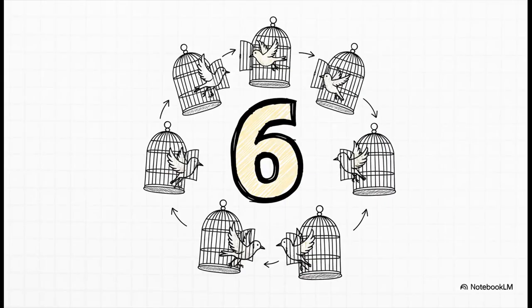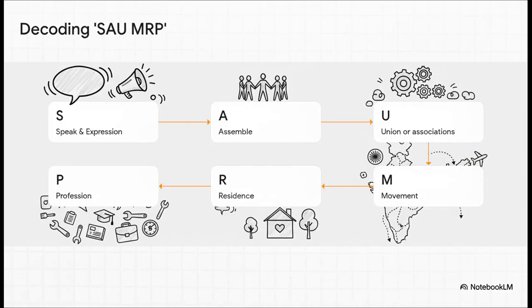What's next in our phrase? Give 6 freedom. This is another one that's super straightforward. It takes you right to Article 19, which, you guessed it, guarantees 6 fundamental freedoms. The phrase itself is literally telling you what the article is all about. So how in the world do we remember those 6 freedoms? Well, that's where SAO MRP comes into play.